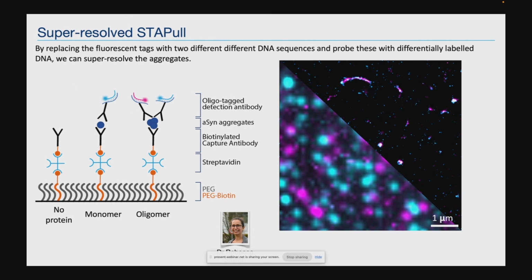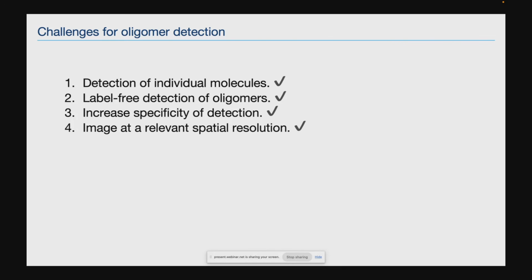So overall, I've shown you that we can detect individual molecules, so we can see protein aggregates that are labeled. We can then use label-free detection, so it could be thioflavin T to detect the oligomers. We've increased the specificity by using the STAPLE approach, which allows us to detect proteins specifically within aggregates. And we've then used a development on this using DNA-PAINT, where we can do super resolution imaging of these protein aggregates.